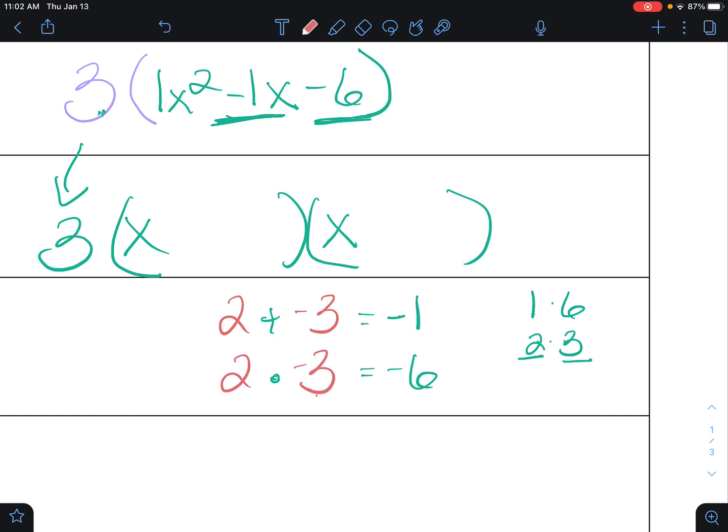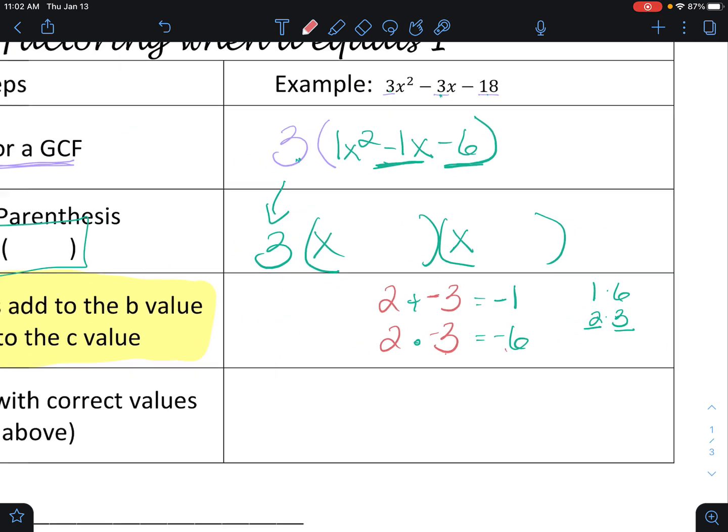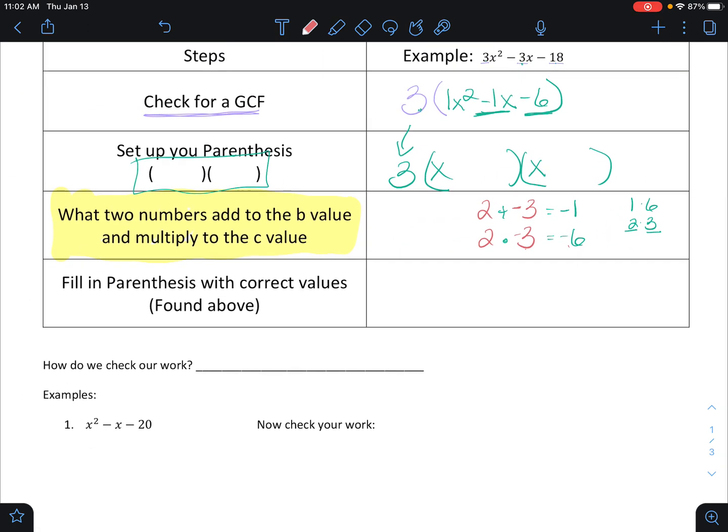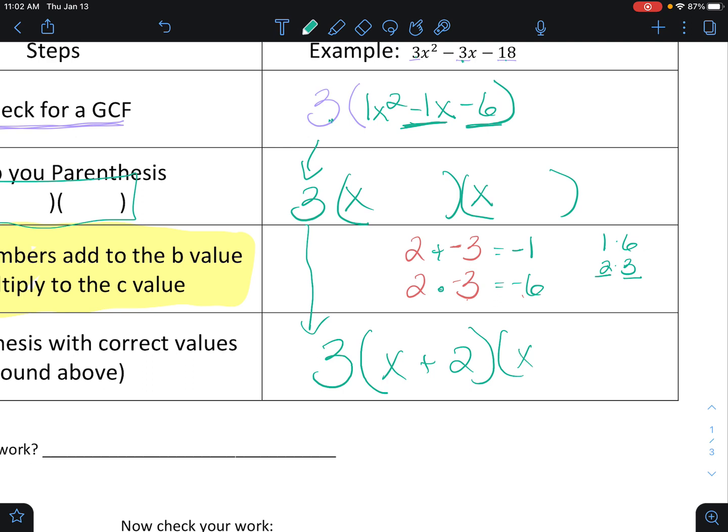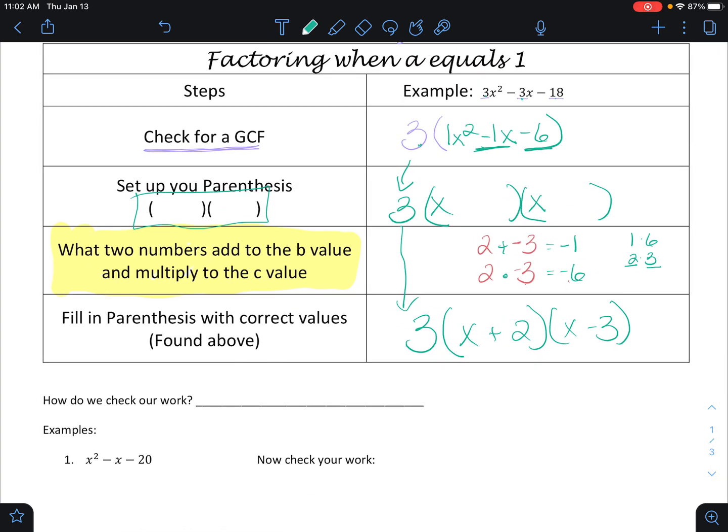Those two numbers multiply to give me the negative 6. And whenever I add them, because I can think of this as being a negative, 2 plus a negative 3 or 2 minus 3 gives me the negative 1. So these are going to be my magic numbers. Now we're going to set up our parentheses to match. The 3 is still just hanging out front. So 3, and then x plus 2, and then x minus 3. And that right there is how we are going to be factoring. We're breaking this apart into pieces.